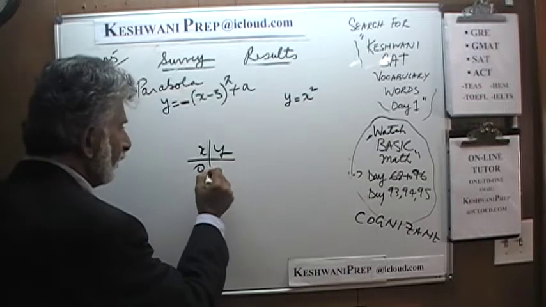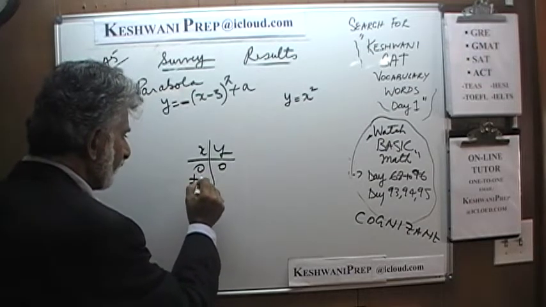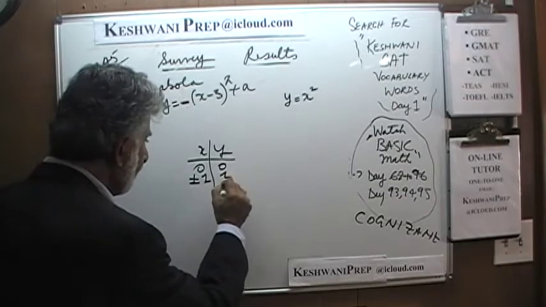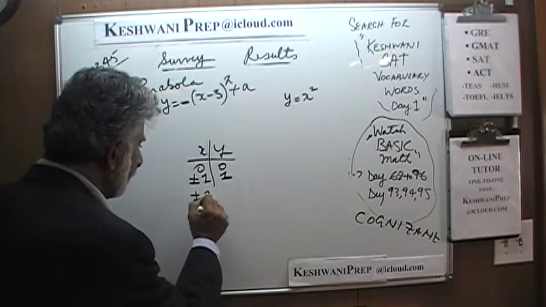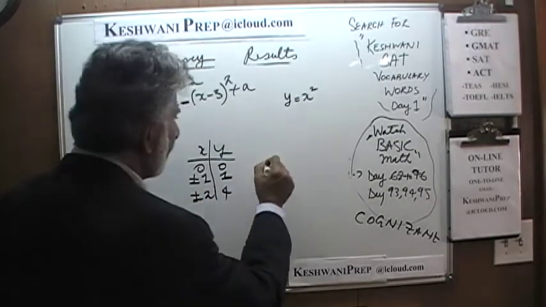When x is 0, y is 0. When x is positive 1 or negative 1, y is going to be 1. When x is positive 2 or negative 2, y is going to be 4. That's all you need. Let's plot it very quickly.